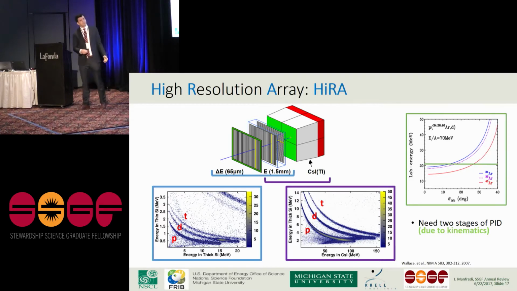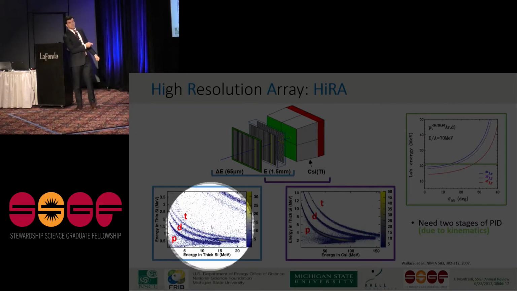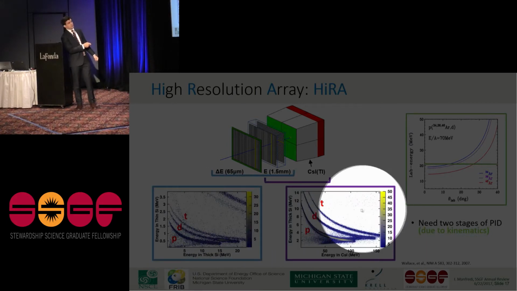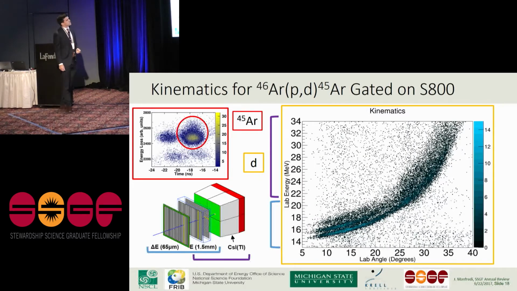That's what's important here. If we see these kinematic curves and compare that to the green line, which is the energy at which the deuteron will punch through the E detector, so it's the energy at which you switch from this particle ID to this particle ID, you see that line cuts right through the kinematic curves. So if we want a nice wide angular range to study these transfer reactions, we really need both stages of PID.